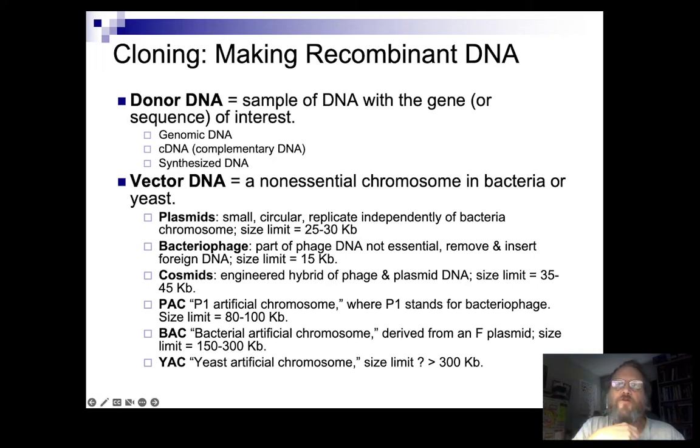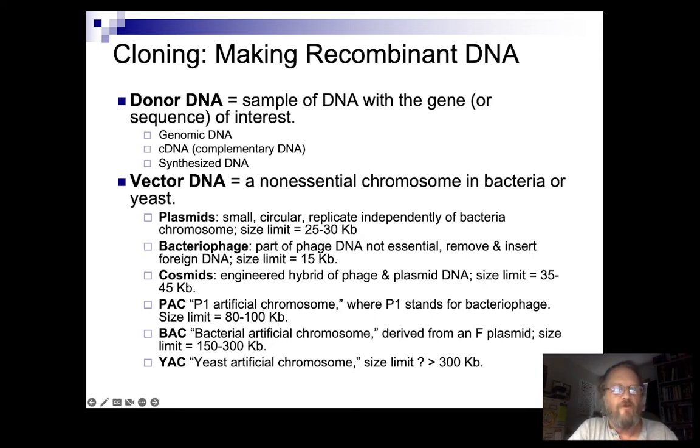And then your choice of vectors is also quite varied now. Basically the idea is that with many organisms, you can insert DNA into a non-essential chromosome, and you will then be able to make copies of the DNA that you want, because when the cells go from one cell to two cells, etc., they make a copy of all the DNA that's present. Right?